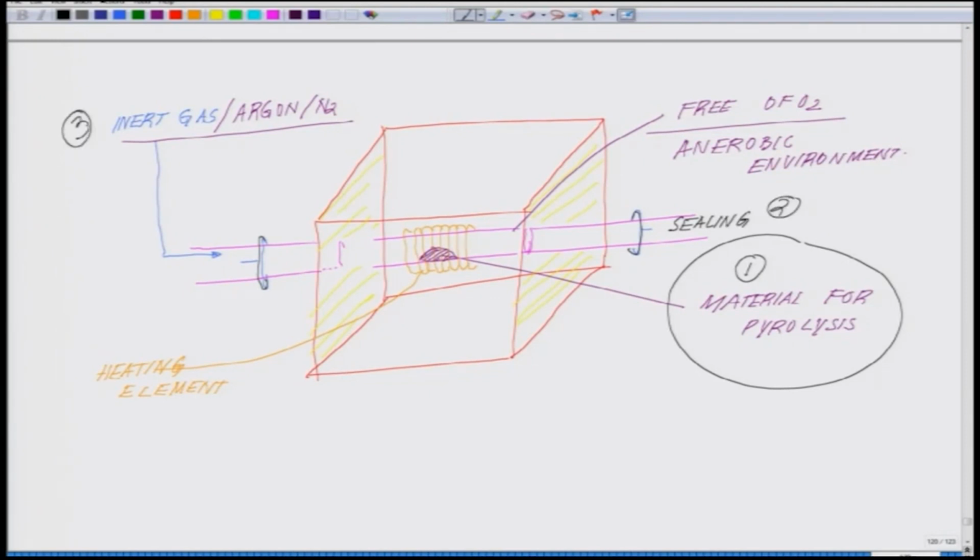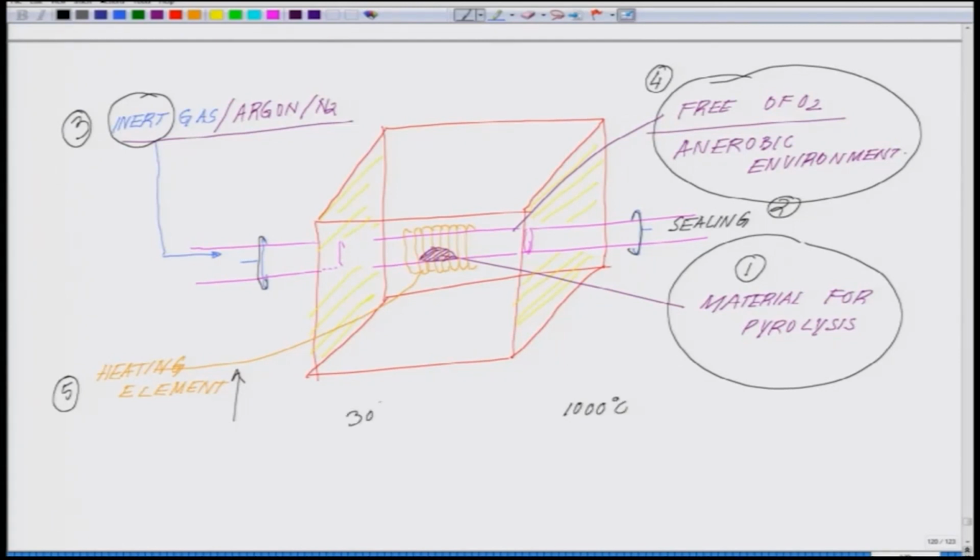Point 3, you make the whole environment inert, step 3. Then once you are sure that this whole environment is free of oxygen, then you switch on the heating element. Now, this heating element can take the temperature, say, all the way up to 1000 from wherever you are starting, say 30 degree or whatever is the temperature inside it.